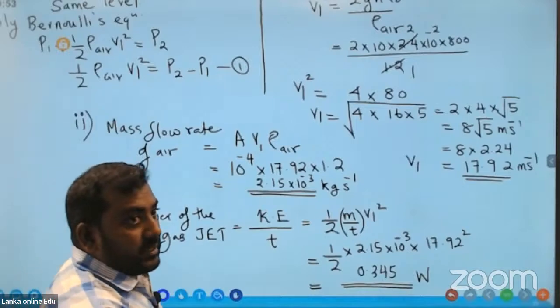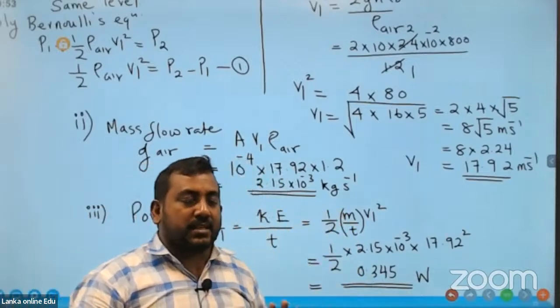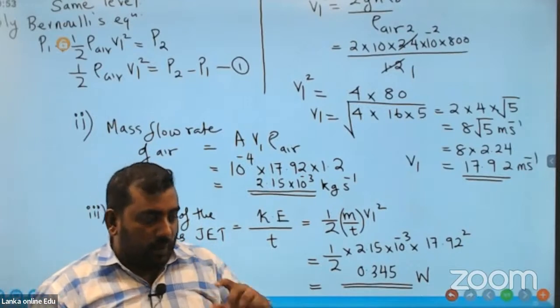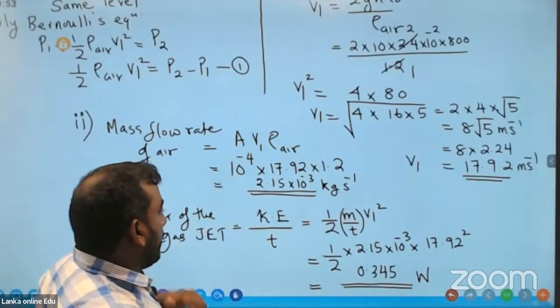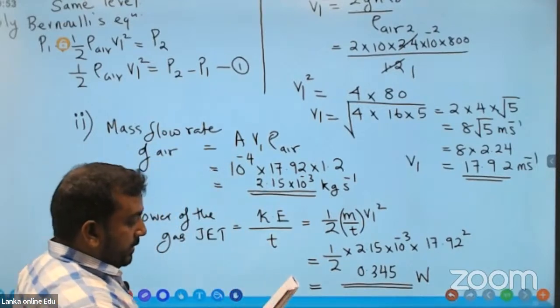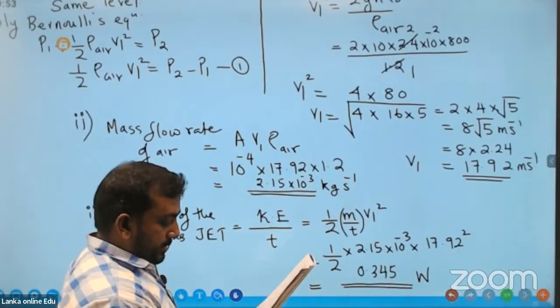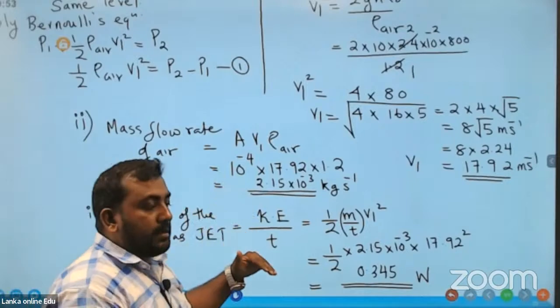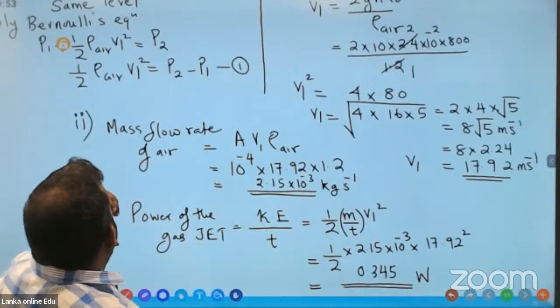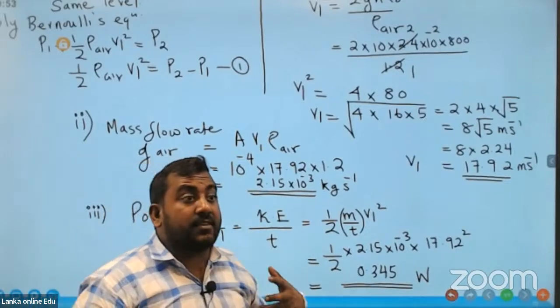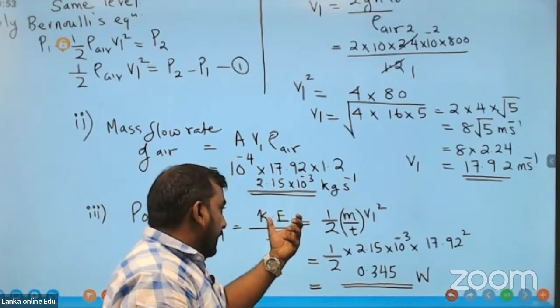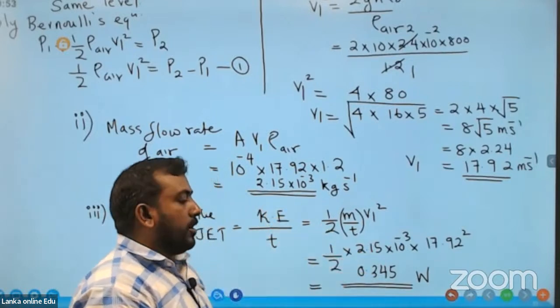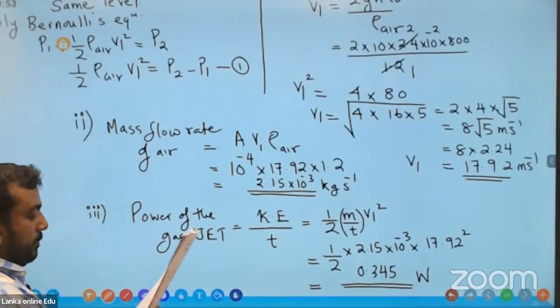So, an interesting question. Once you find the gas stream speed, then you can find the mass flow rate. Once you find the mass flow rate, you can easily find the power of the gas jet. Power means work done over time, or energy over time. What does the gas jet have? Kinetic energy. Kinetic energy over time, you can find easily: 0.345 watt.